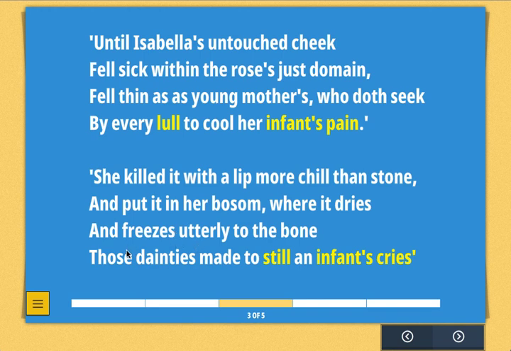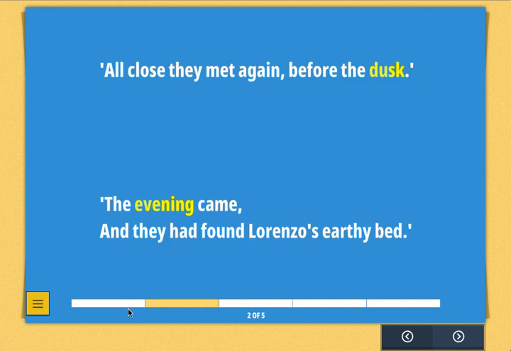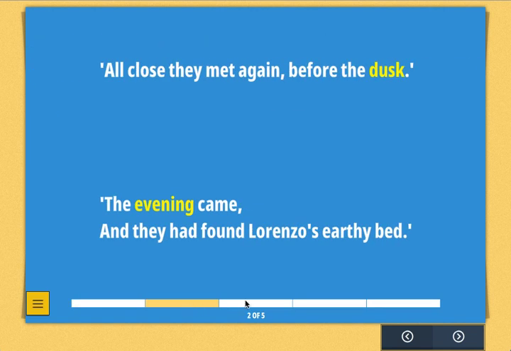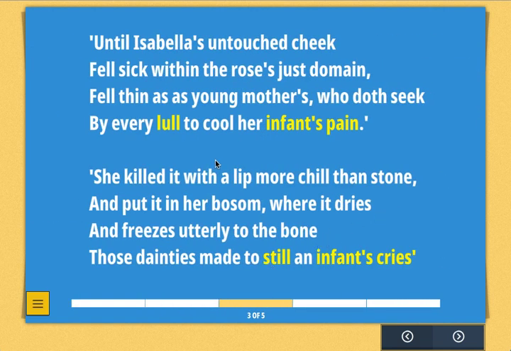This idea that those dainties being breasts made to feed and comfort a baby and still them. And again, this is really interesting, particularly in light of that quote that we had there, just that idea that in finding Lorenzo's body, she can sing it one last lullaby, she can soothe Lorenzo, she can ease his pain, his suffering in death somehow, and that's a kind of mothering role.